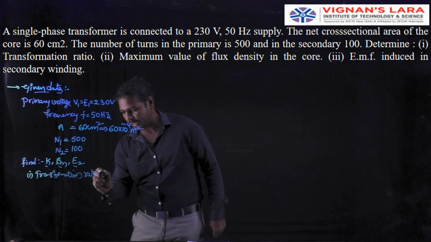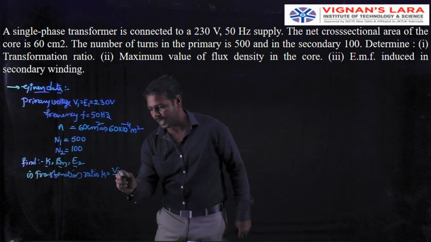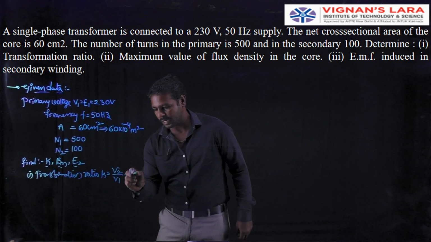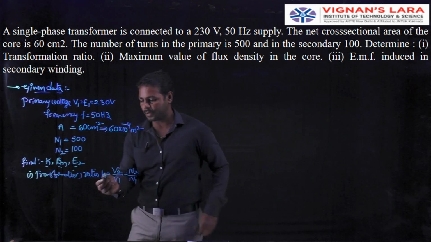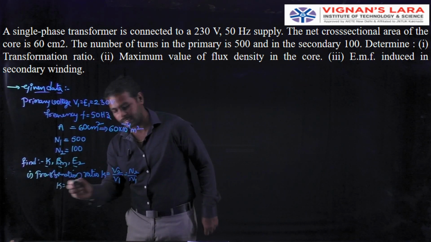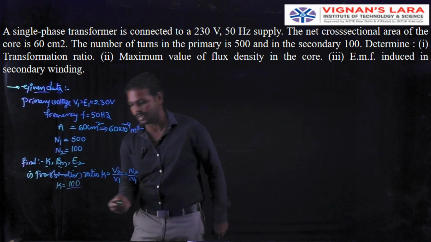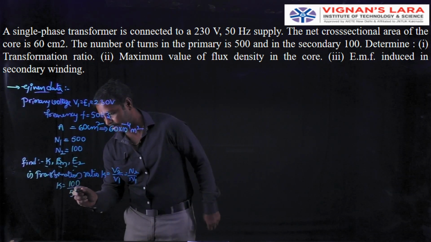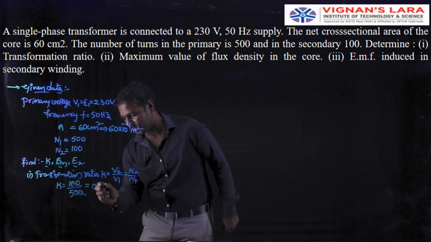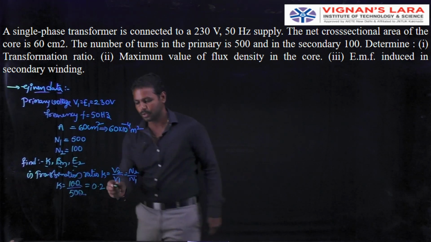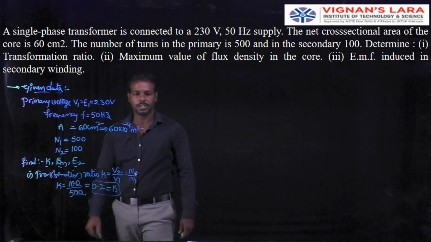Which is denoted by K. So all of you know the given expression. K is equal to V2 by V1 or N2 by N1. So substituting N2 and N1, we get the transformation ratio. K is equal to N2 is equal to 100 divided by 500. Two zeros get cancelled. 1 by 5 is equal to 0.2, which is equal to transformation ratio. K is equal to 0.2.